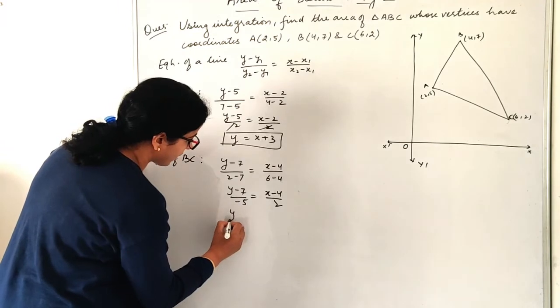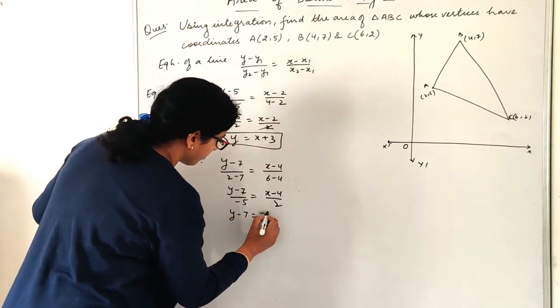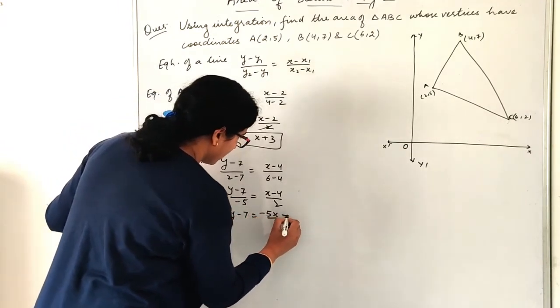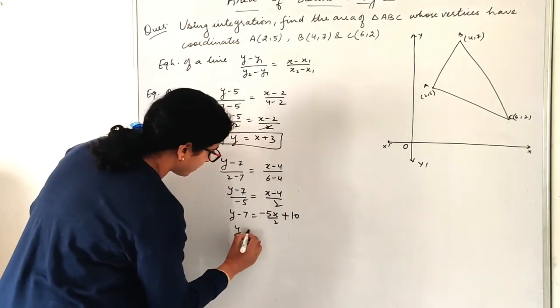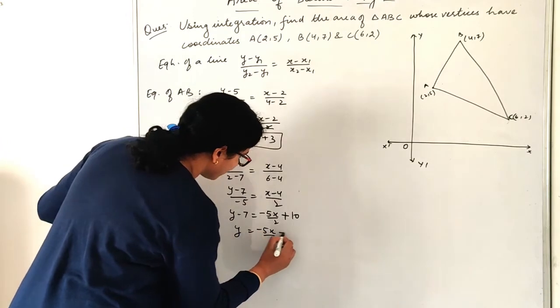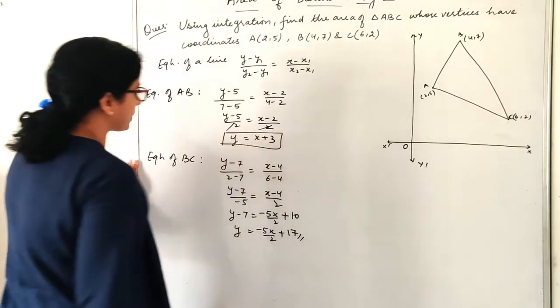Solve it. So y minus 7 is equal to minus 5x by 2 plus 10. 20 by 2 is 10. So y is equal to minus 5x by 2 plus 17. So this is the equation of BC.